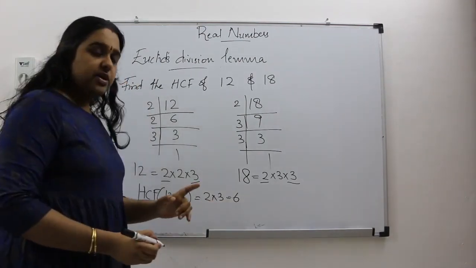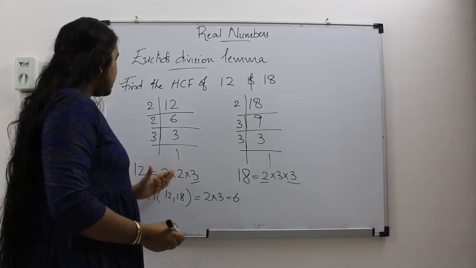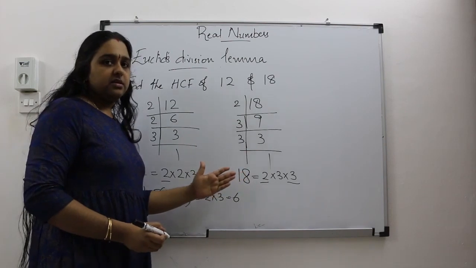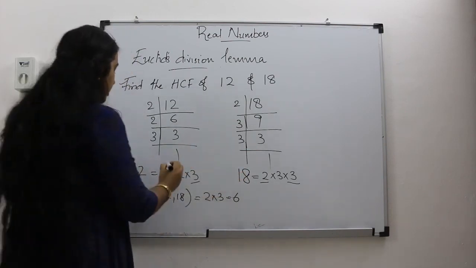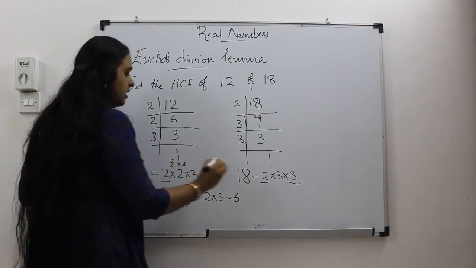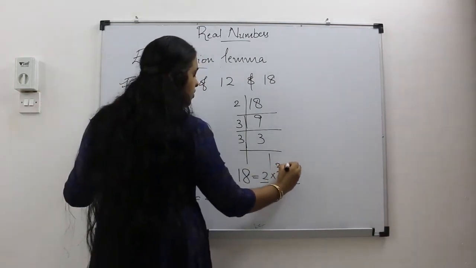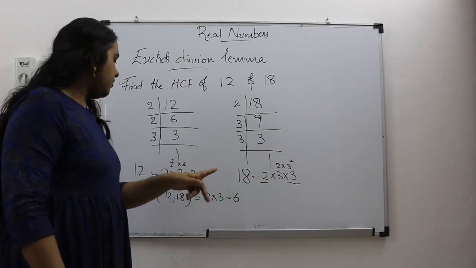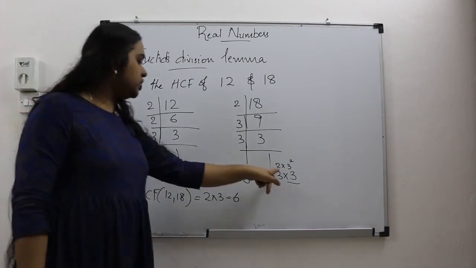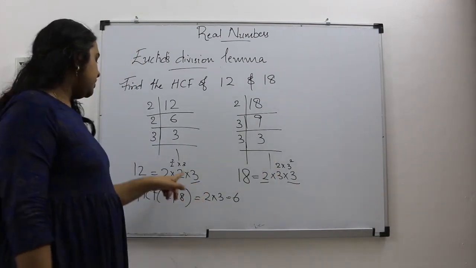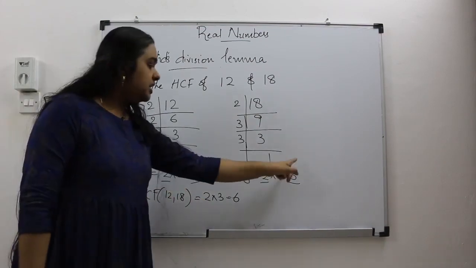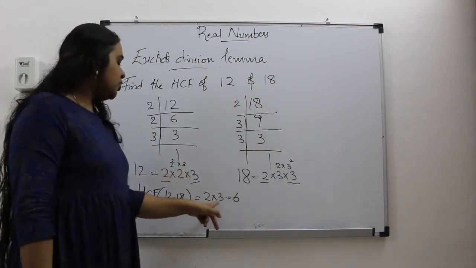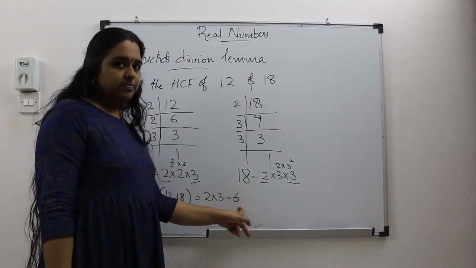Or HCF is the least power of common factors. Least power of common factors. Here it is 2 square into 3 and here it is 2 into 3 square. So we take the common factors with the least power. Here it is 2 square and here it is 2, 2 raised to 1. So we will take 2. And here it is 3 and here it is 3 square, right? 3 into 3, 3 square. So we will take the least power, which is 3. That is 2 into 3 equals 6. Is it clear?